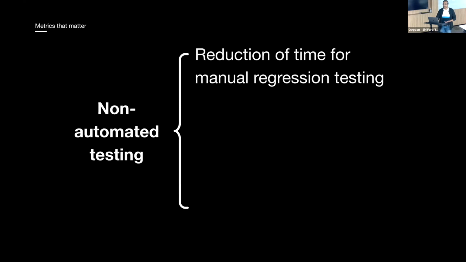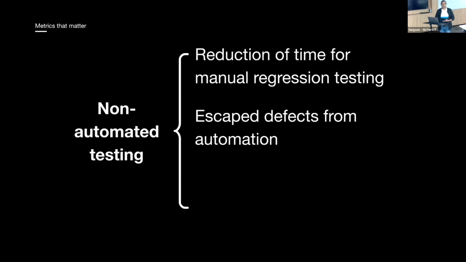Non-automated testing also has got a lot of different parameters. How do you reduce the time for manual regression? This is the most important thing, right? The estimation that you had for manual testing, is that over a period of time going down? Why are we doing automation? To reduce the time it takes for manual testing. Is that really happening? Is anyone capturing this metric?